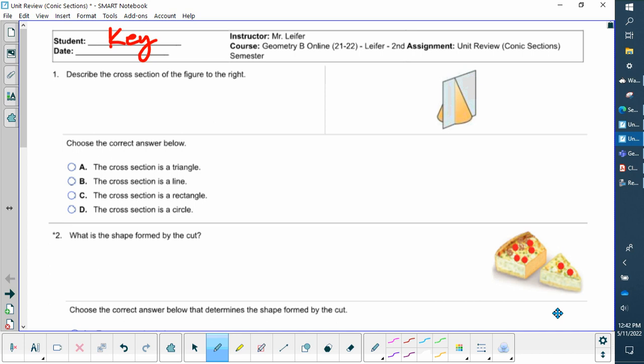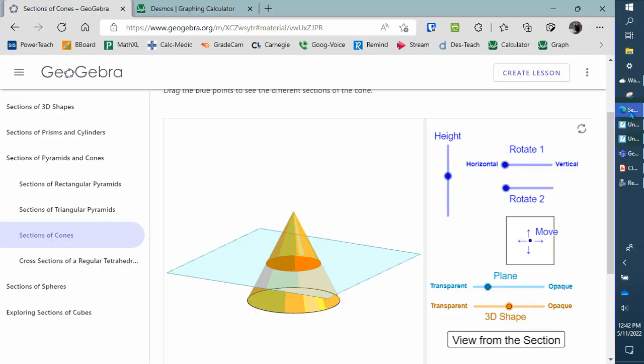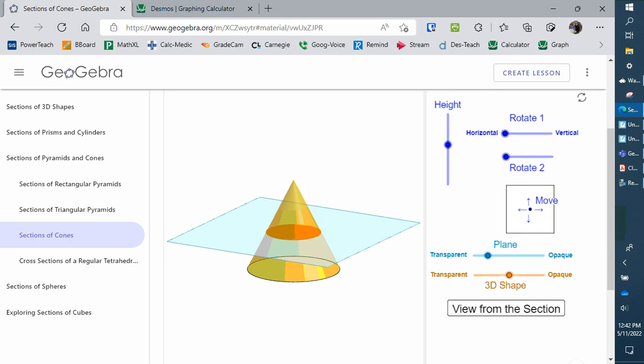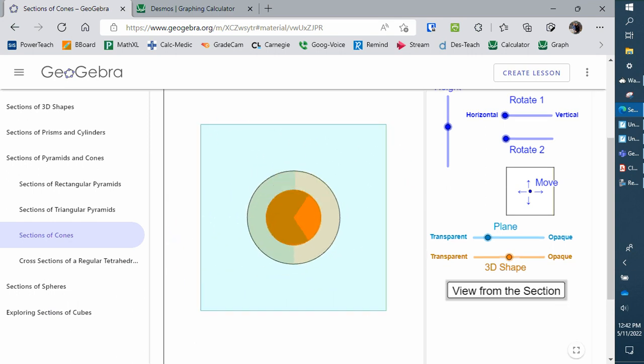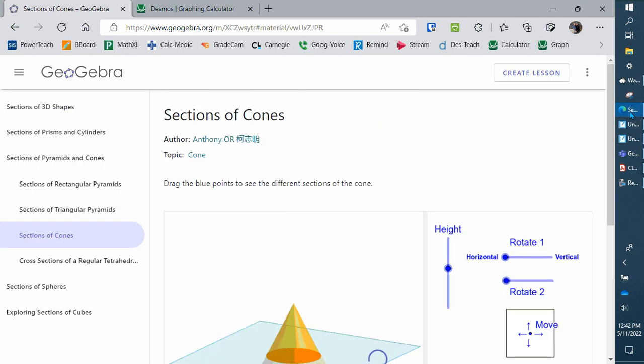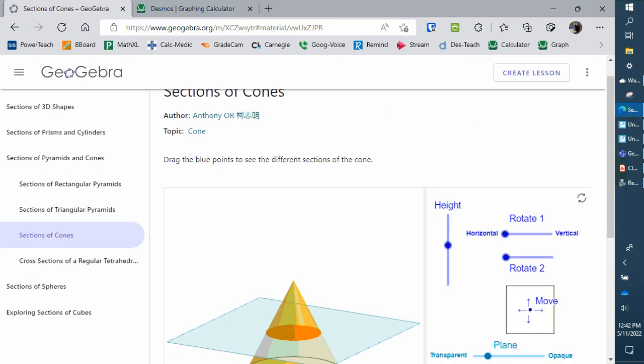So kind of think of this piece of paper as being like a lightsaber here. And if I were to slice that cone and open it, what two-dimensional shape would I see here? Now, I do have a little interactive thing I found on GeoGebra. As I look at this, here's my piece of paper, and if I view it from the cross section, I turn it here, and let's make the 3D shape go away, then all I have is this circle. So if I slice this cone horizontally, I would have a circle.